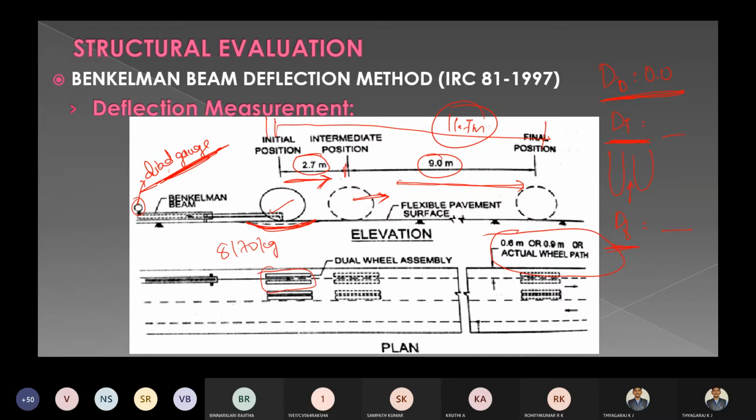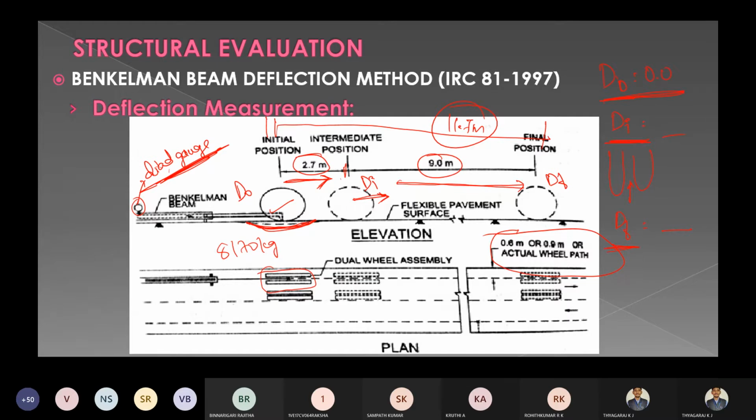Then you are going to stop the vehicle and record the intermediate reading. The initial reading will be recorded. Then the intermediate reading will be recorded. Then again you are going to move the vehicle, from the intermediate point, a distance of 9 meter. Then you are going to stop it and record the dial gauge reading. That reading we are going to call DF, that is the final reading. So here you are going to note down D0, here it is DI, and here it is DF. Okay, is it clear?